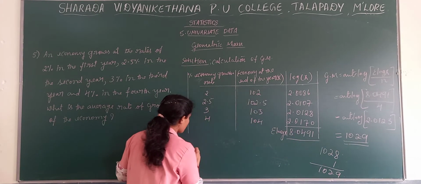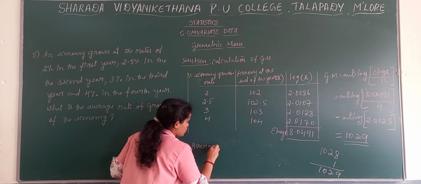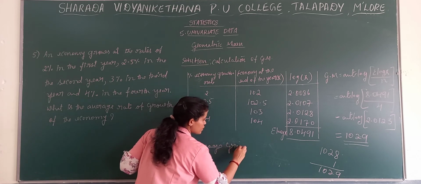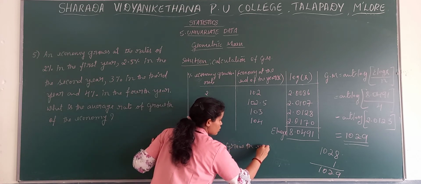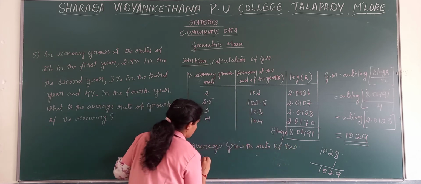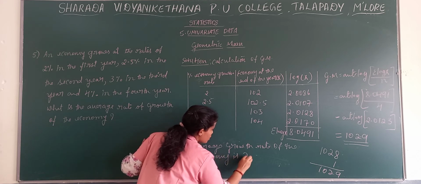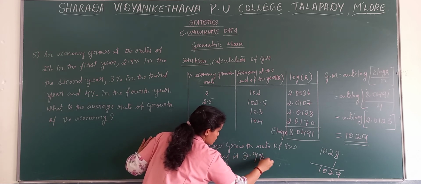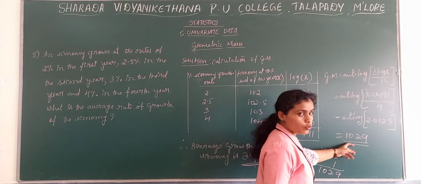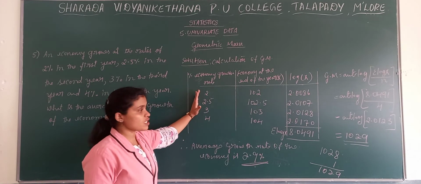So the average growth rate of the economy is 2.9%. Once again you have to present it in the form of percentage. So 2.9%. So here they have given the percentages.